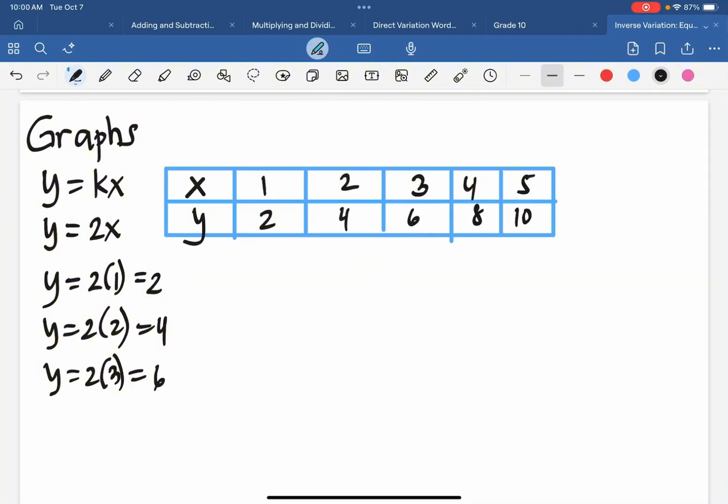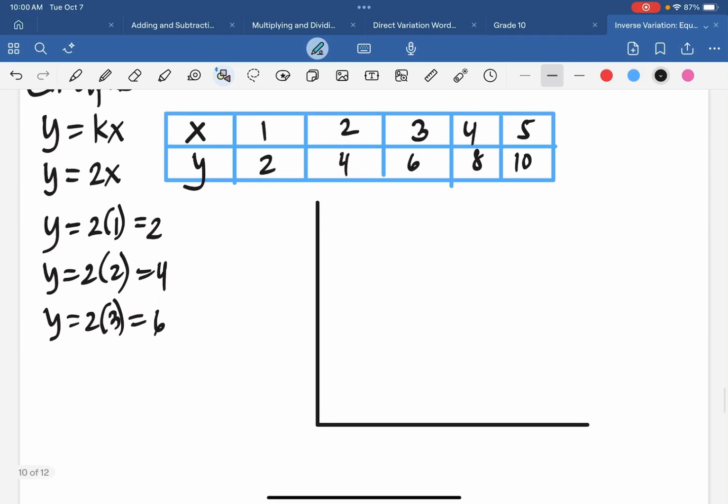Now let's create or draw a graph first with regard to direct variation so that we can differentiate how it looks on both ends. I'm just going to use quadrant 1 since both our values here are positive.